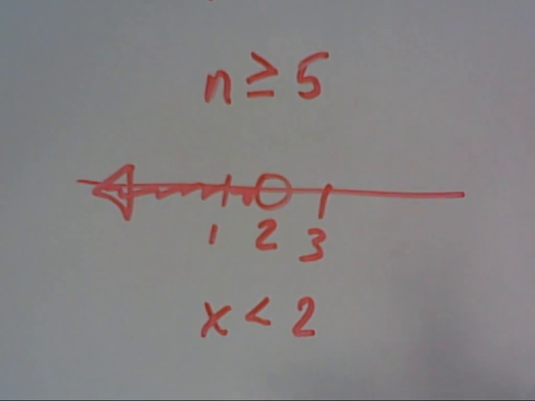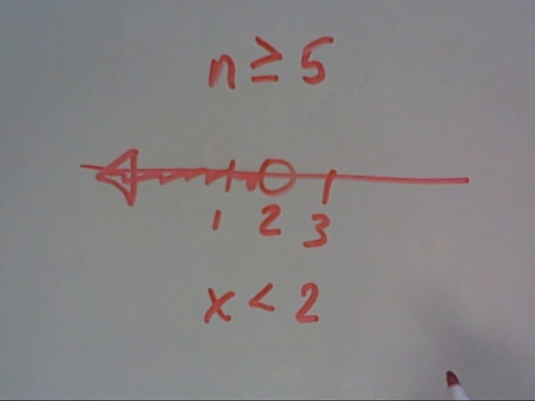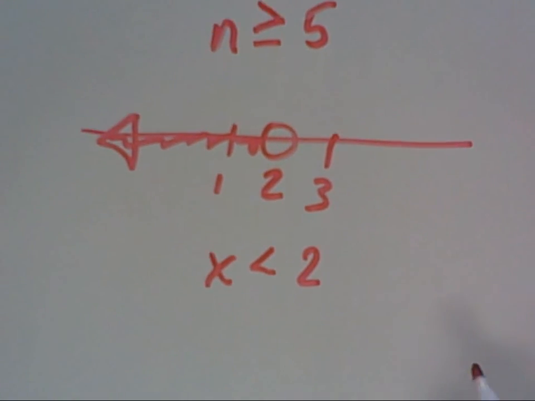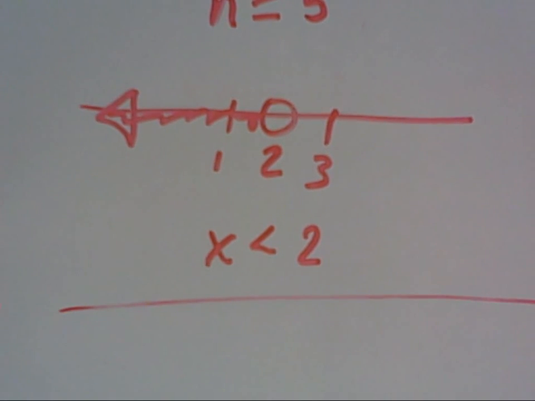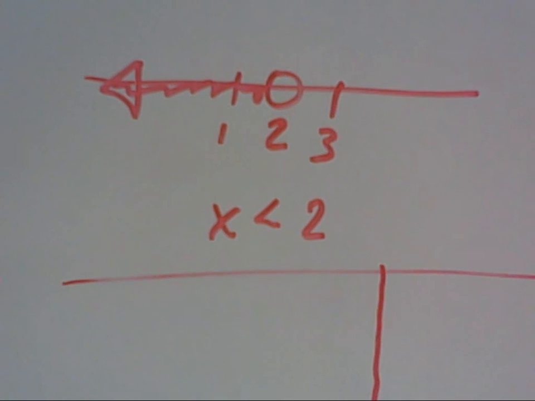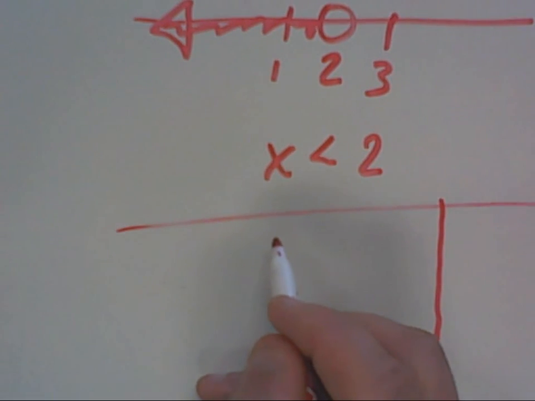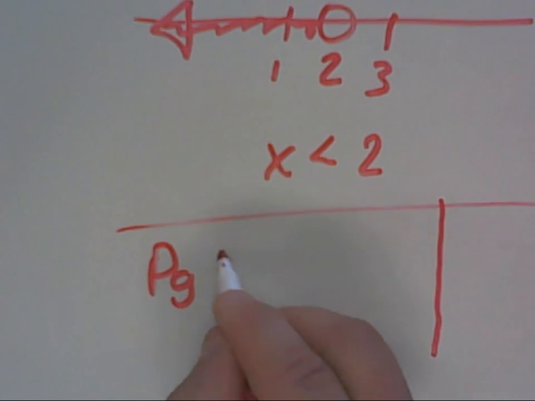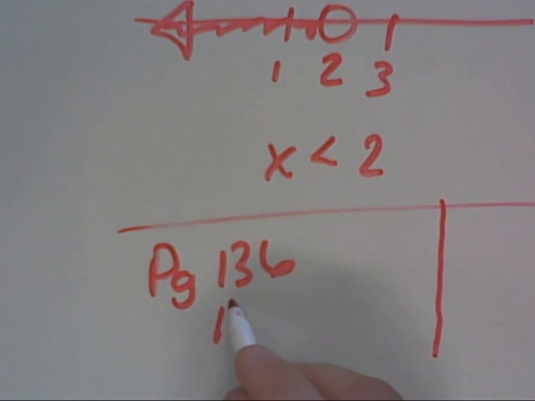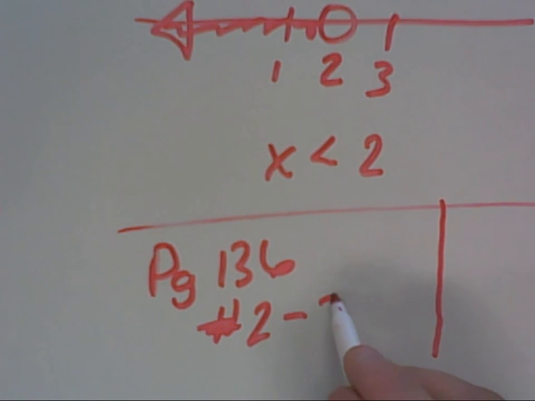You can rewind this video if you get lost on something or get confused on something, and watch it as many times as you want. But what I'd like for you to do at this point is draw a line underneath these notes, draw a line down your paper, a third of the way on your paper, and I would like for you to do your homework in this area here. And we are on page 136, and we're going to be doing numbers 2 through 36 even.